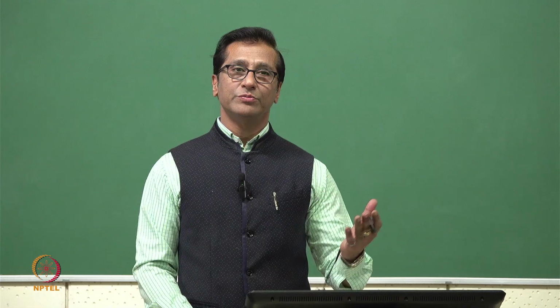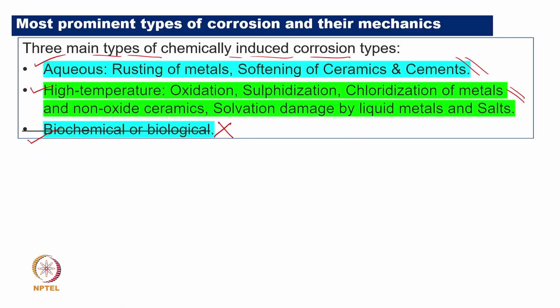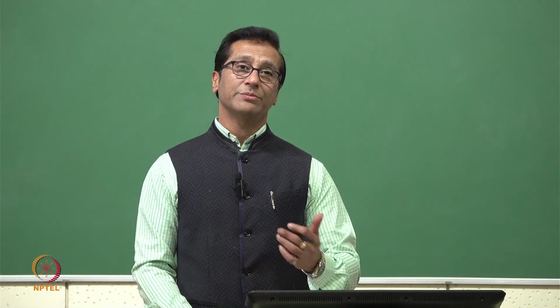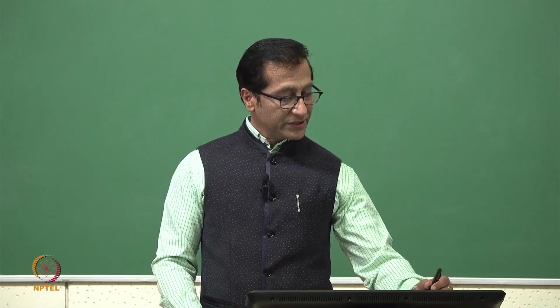Aqueous corrosion, because in most cases it is a humid environment and there will be moisture, and if we are using metal, there is a chance of the metal getting rusted. Even in the case of ceramics or cements, they also change structure and microstructure, and then they deteriorate much faster compared to the absence of moisture. Another one is high temperature.